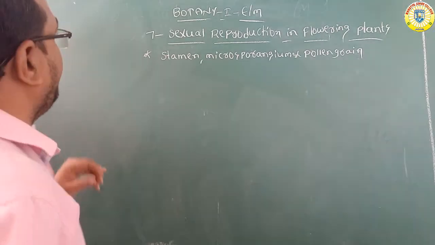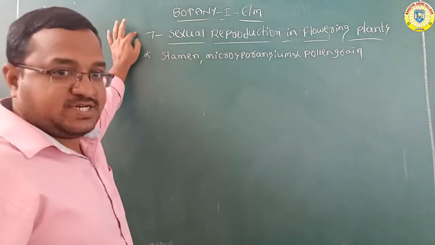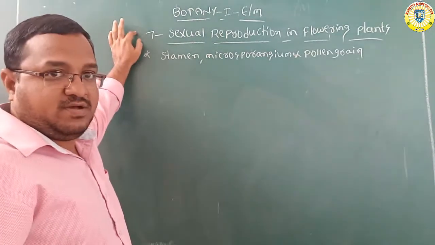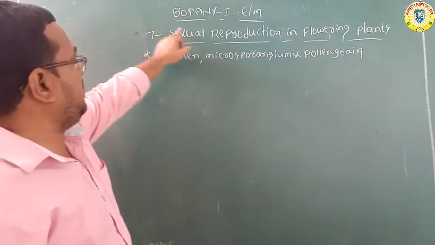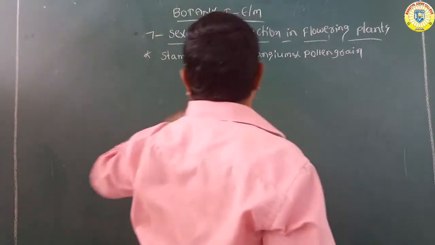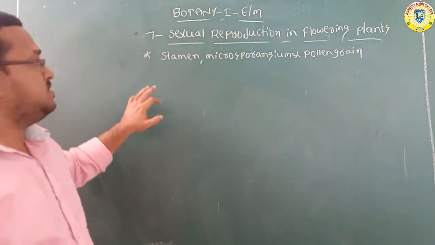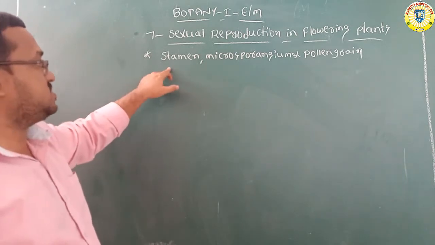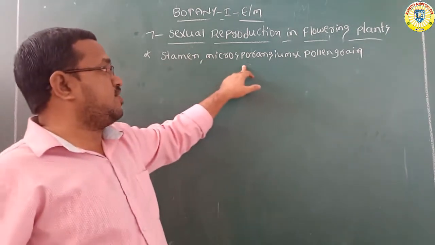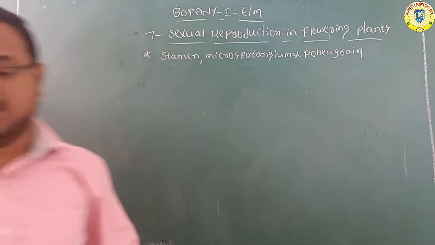Okay, good morning children. The seventh chapter, third unit, seventh chapter continuation. Sexual reproduction in flowering plants. Subtopic. Now we are going to discuss the stamen, microsporangium, and pollen grain. Okay, children.